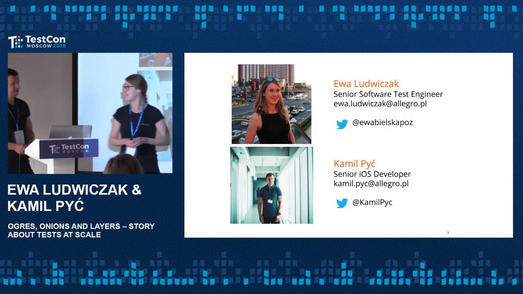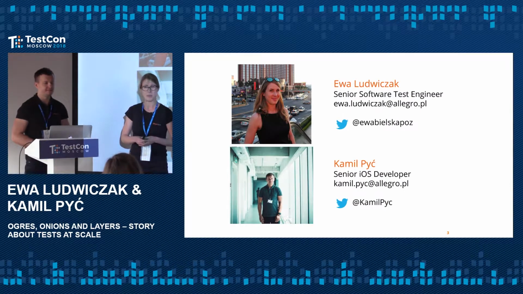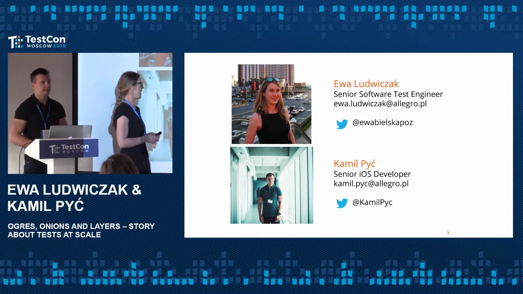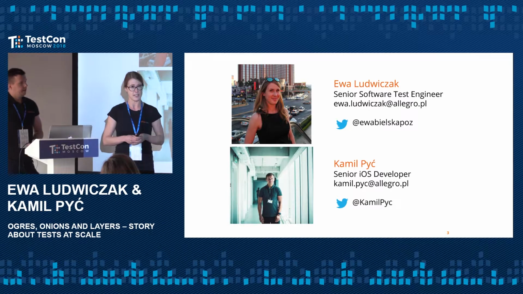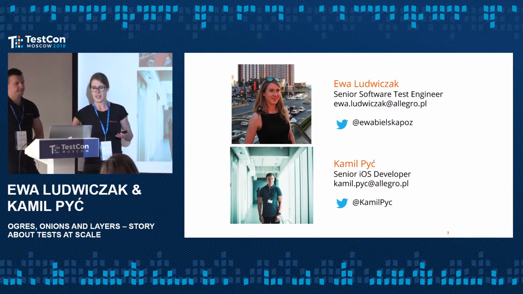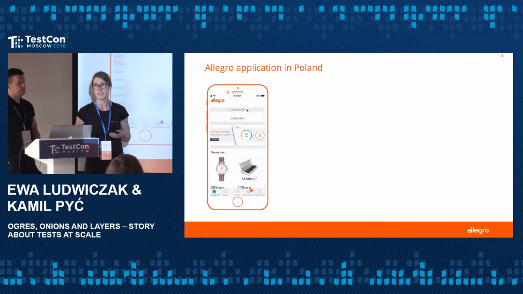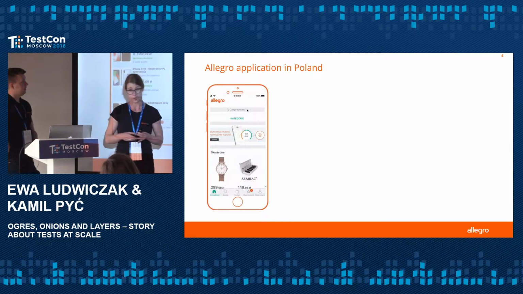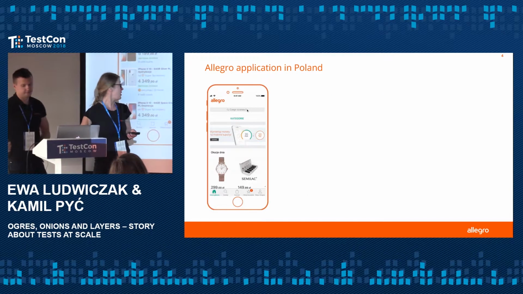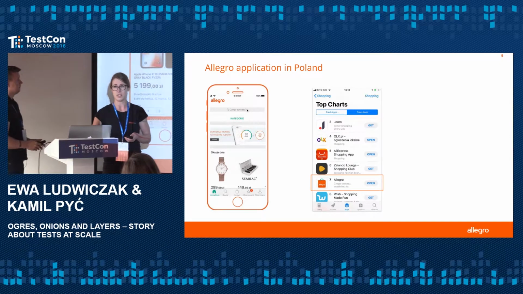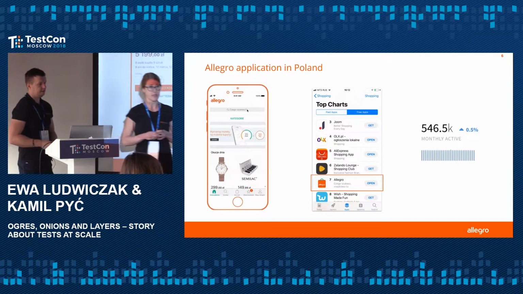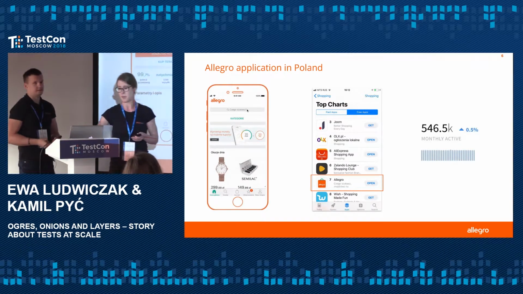I'm Ewa. I'm Kamil. We work in the same company, which is Allegro, and we work in the same project, which is a mobile application for iOS for buyers. It's like Amazon or eBay. It's an e-commerce app where you can search, display, buy, and pay for goods. Right now, we are in the top 7 in the shopping category in the Polish App Store. And we have around 500,000 unique users per month.